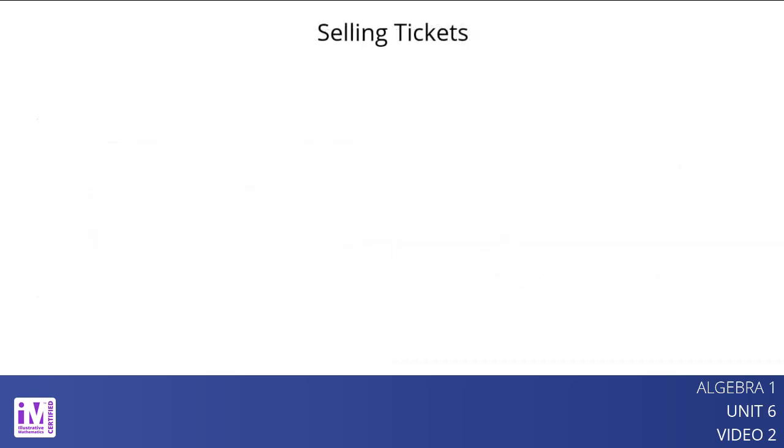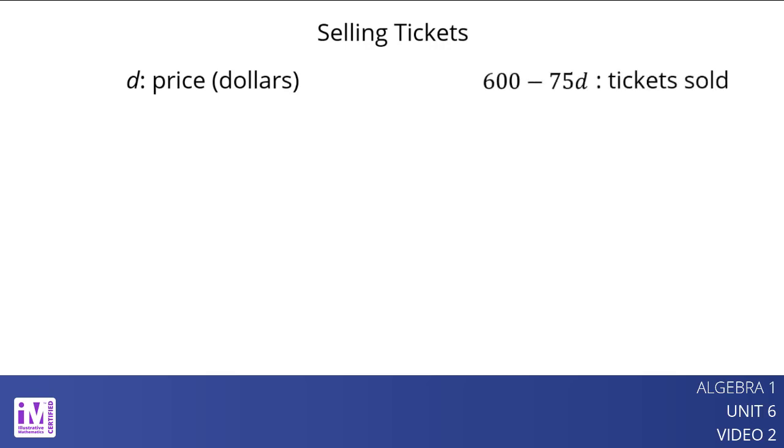Quadratic functions often come up when studying revenue. Revenue means the money collected when someone sells something. Suppose we are selling raffle tickets and deciding how much to charge for each ticket. When the price of the tickets is higher, typically fewer tickets will be sold. Let's say that with a price of d dollars, it is possible to sell 600 minus 75d tickets.